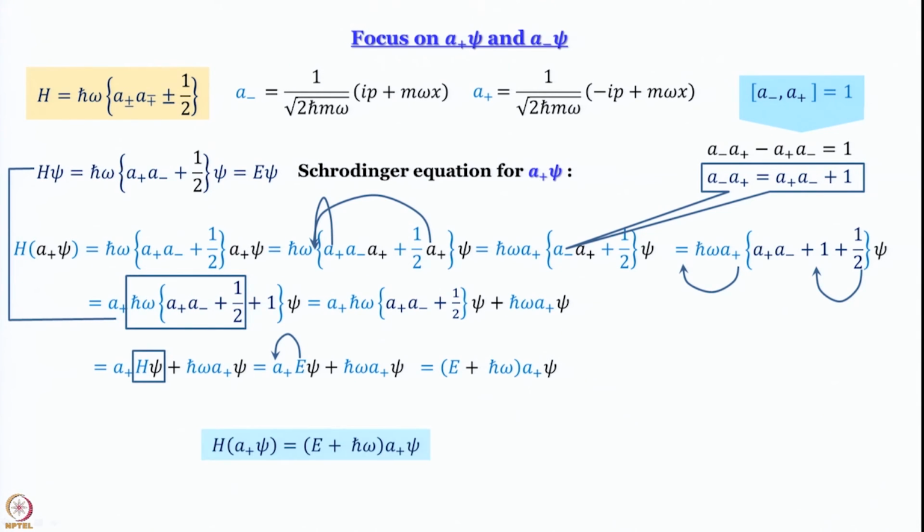Okay. So, what is the final equation? Left hand side was H operating on A plus psi, right hand side has become E plus H cross omega multiplied by A plus psi. Remember, A plus psi is a function. Let us call it psi dash. So, what we get is H operating on psi dash gives us the same psi dash, A plus psi, back, multiplied by this time E plus H cross omega. This is a beautiful result. Eigenvalue equation, and the eigenvalue is the energy of the earlier wave function psi plus H cross omega.